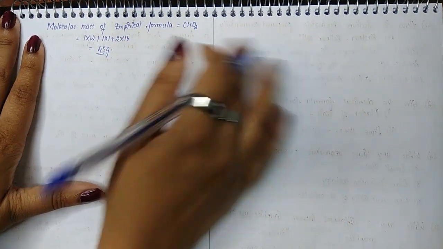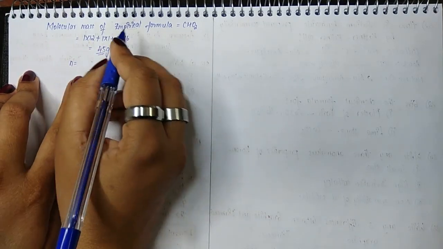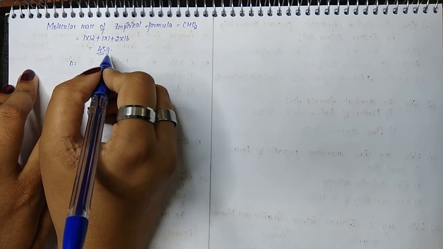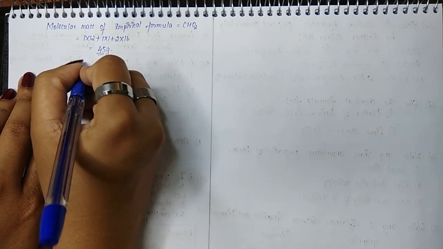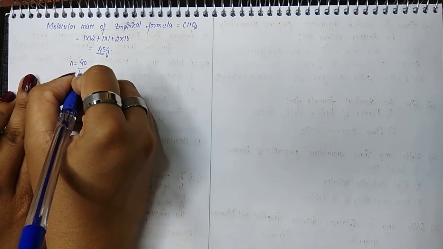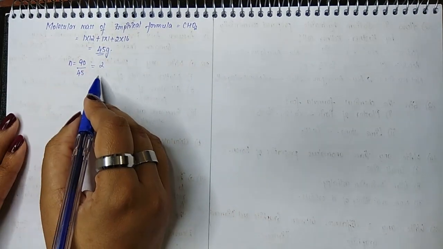Now in this case, we need to calculate the N value. N value is nothing but the mass of the molecular formula divided by the mass of the empirical formula. So mass of molecular formula is given in the question itself, 90. Mass of empirical formula we have here. When we calculate this, N value is equal to 2.